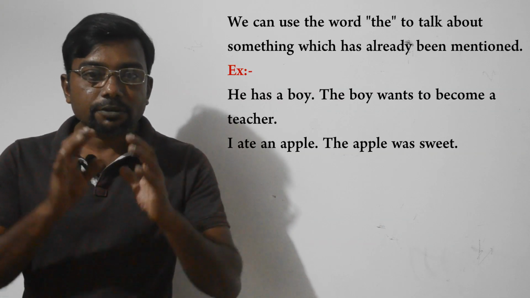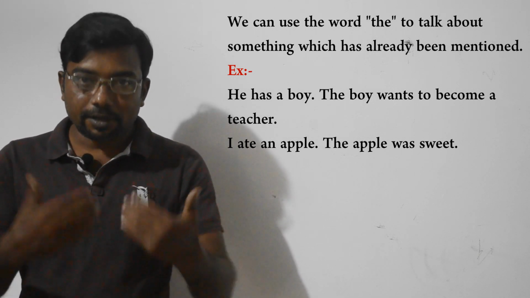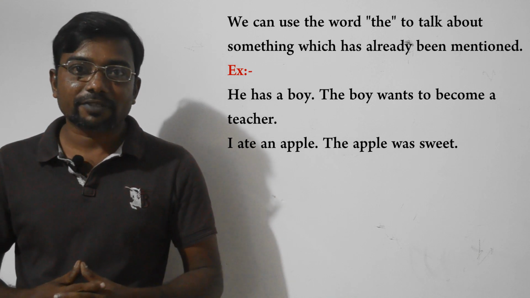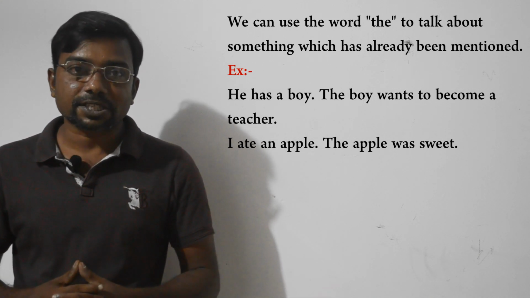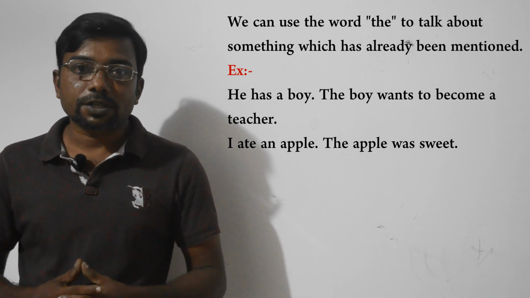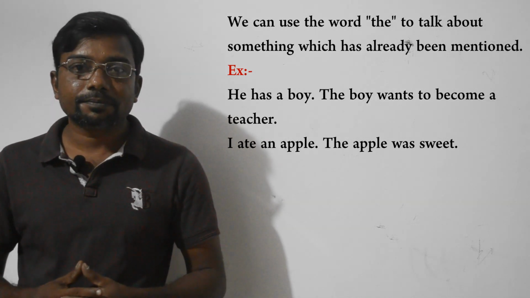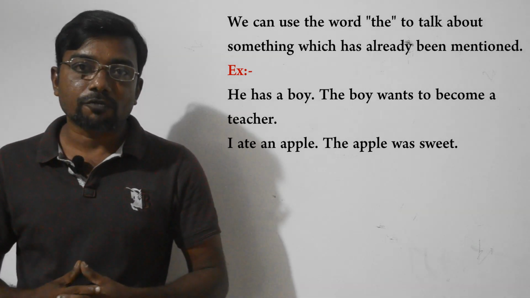Okay everyone, now we are going to learn about the different usages of definite article the. We can use the word the to talk about something which has already been mentioned earlier. Let's look at some examples to identify this concept. Look at this example: he has a boy. The boy wants to become a teacher. I ate an apple. The apple was sweet.